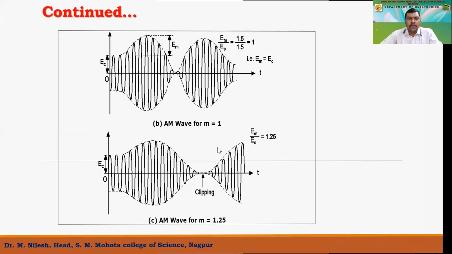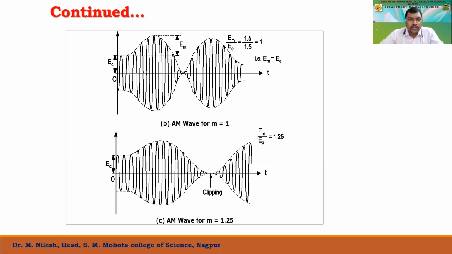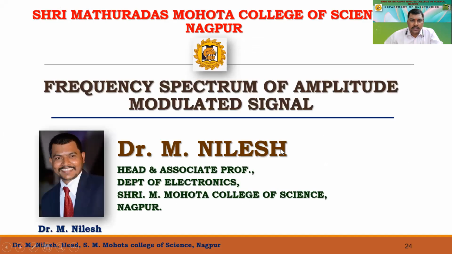For M equal to 1 we will have this, and for 1.25 we will have this. We call it clipping distortion. Here it shows a little bit of that. When the modulation index is equal to 1, which implies that we have a fully modulated signal, it will show like this. And here it will have the clipping distortion. So these are some of the examples.